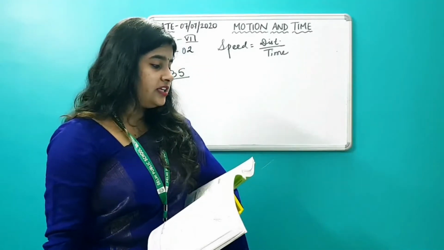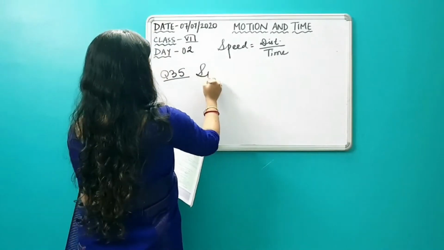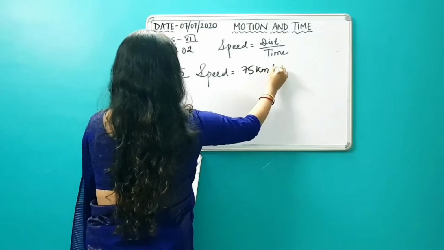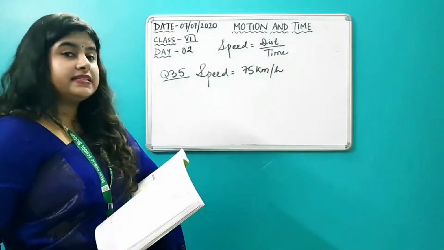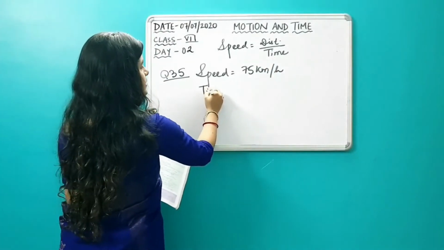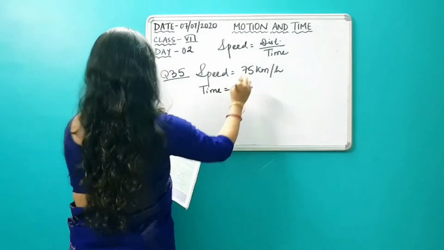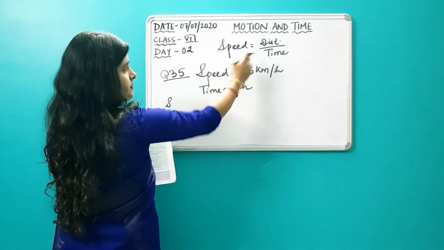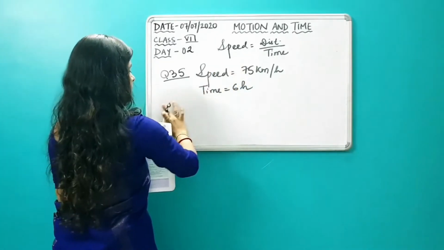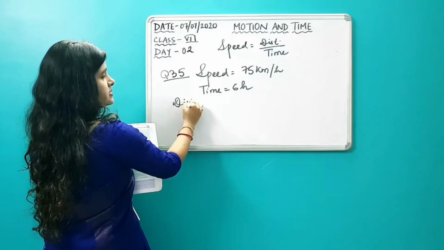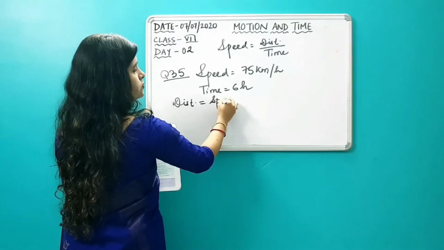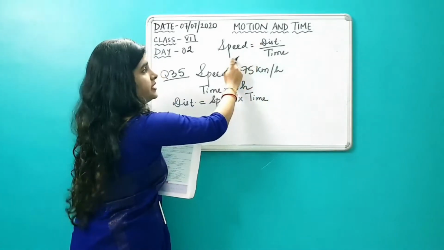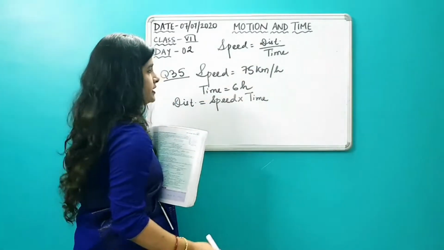So the speed of the train is given, that is 75 km per hour. It takes 6 hours to travel, so time is given, 6 hours. Calculate the distance. Speed equals distance by time. From this formula, you can take out the distance. What is the formula of distance? Keeping distance alone, distance equals speed into time.